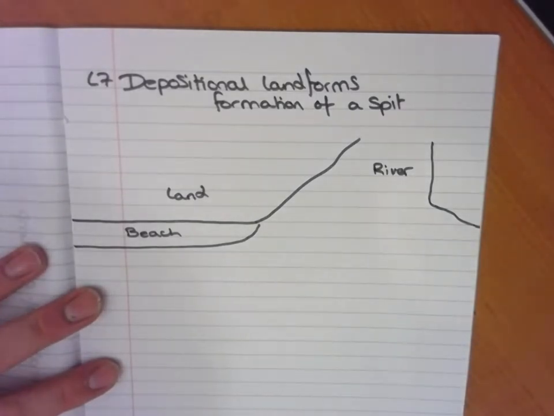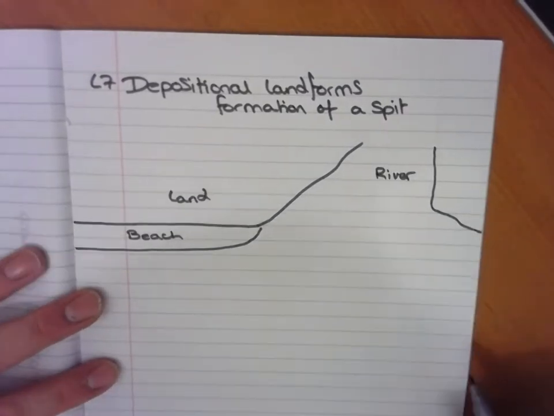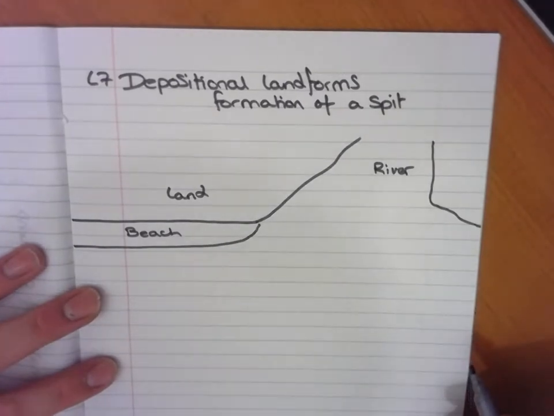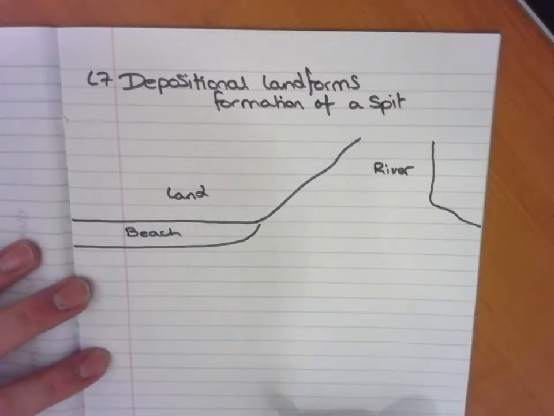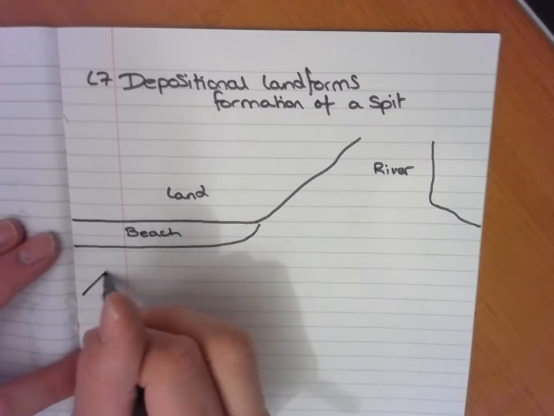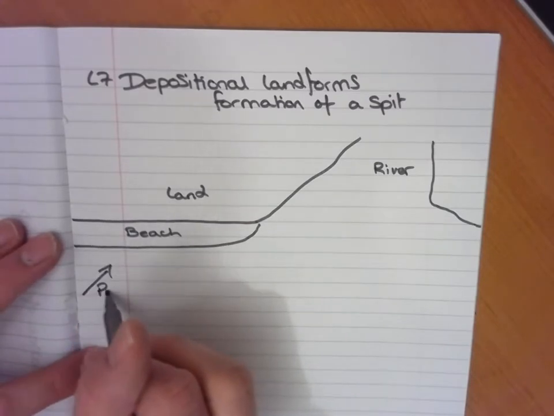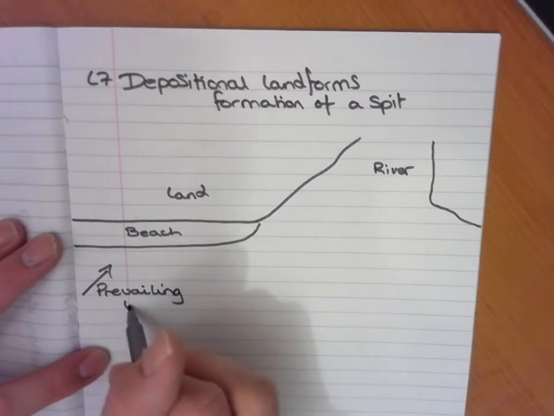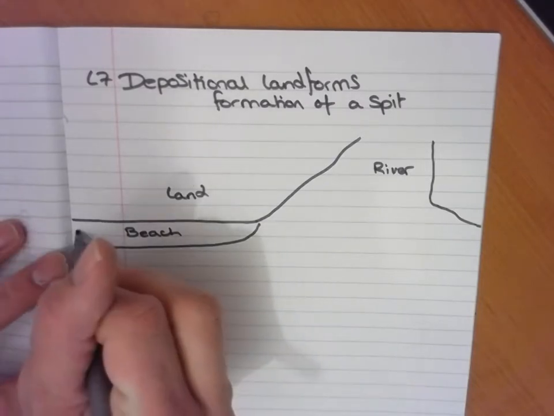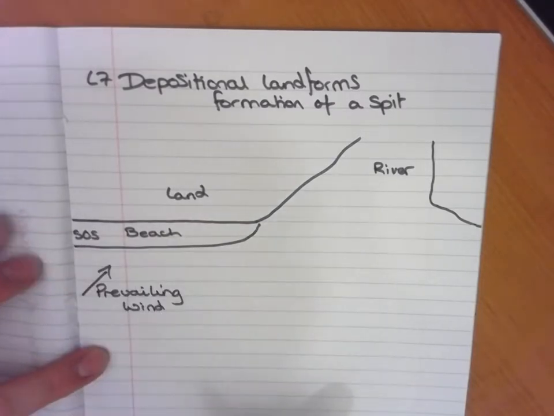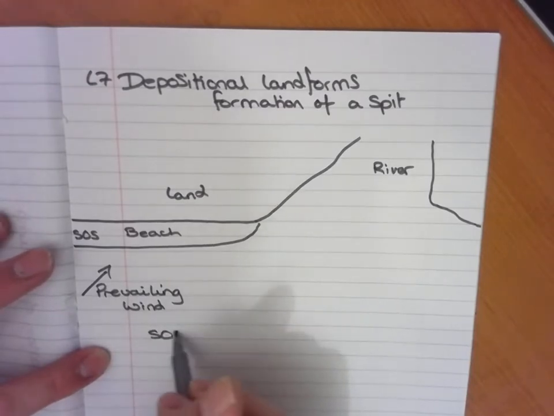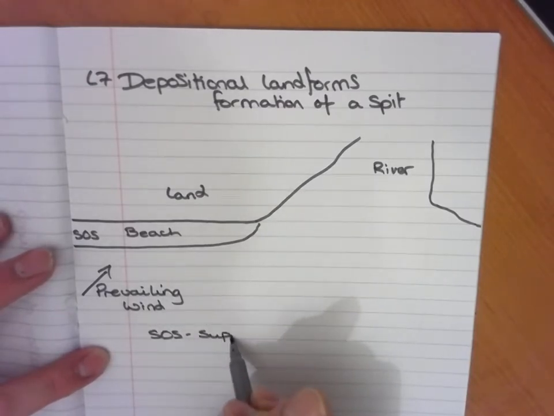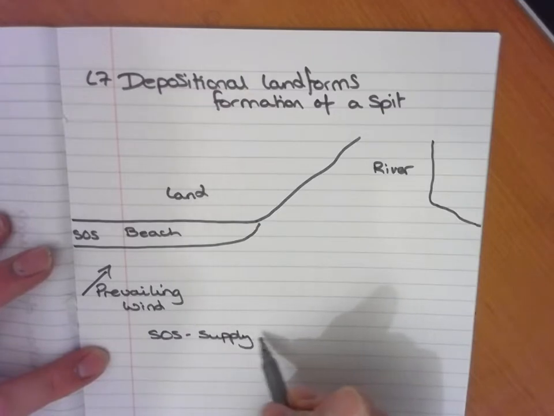Now, a depositional landform involves the depositing of sediment on the coastline. So there's a few things that must happen. We are going to have a prevailing wind, which is the most common wind direction. We are going to have a supply of sediment, which I will now call SOS. And sediment could be shingle, sand, or anything else.